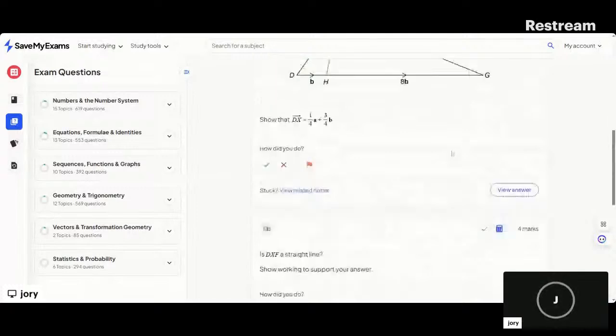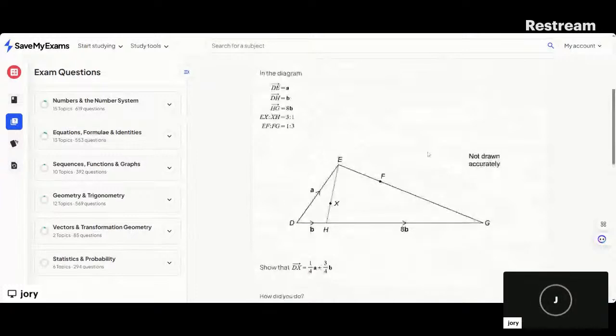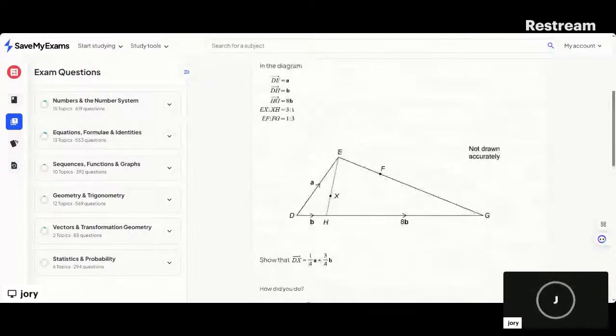It's 2 marks and then marks. Okay. In the diagram, DE is A, DH is B, HG is A to B, EX to XH is 3 to 1, and EF to FG is 1 to 3. Show that DX is this. New piece of paper. This one good. And we'll draw this triangle real quick.